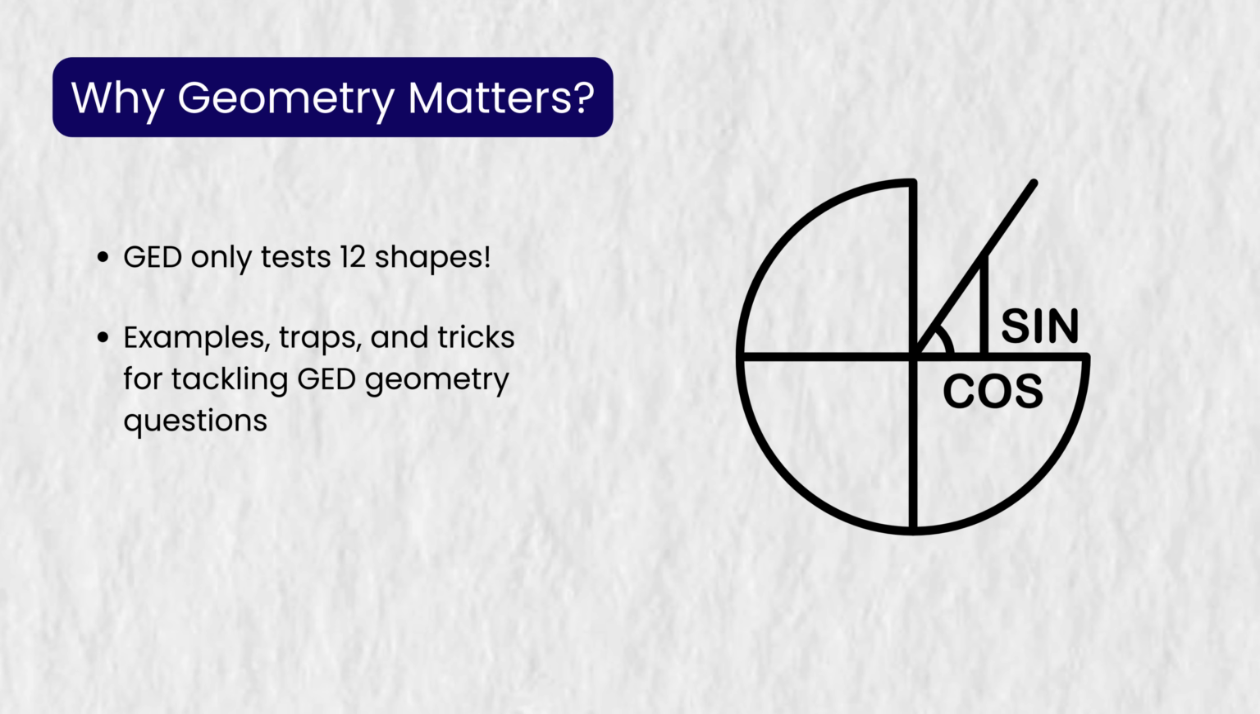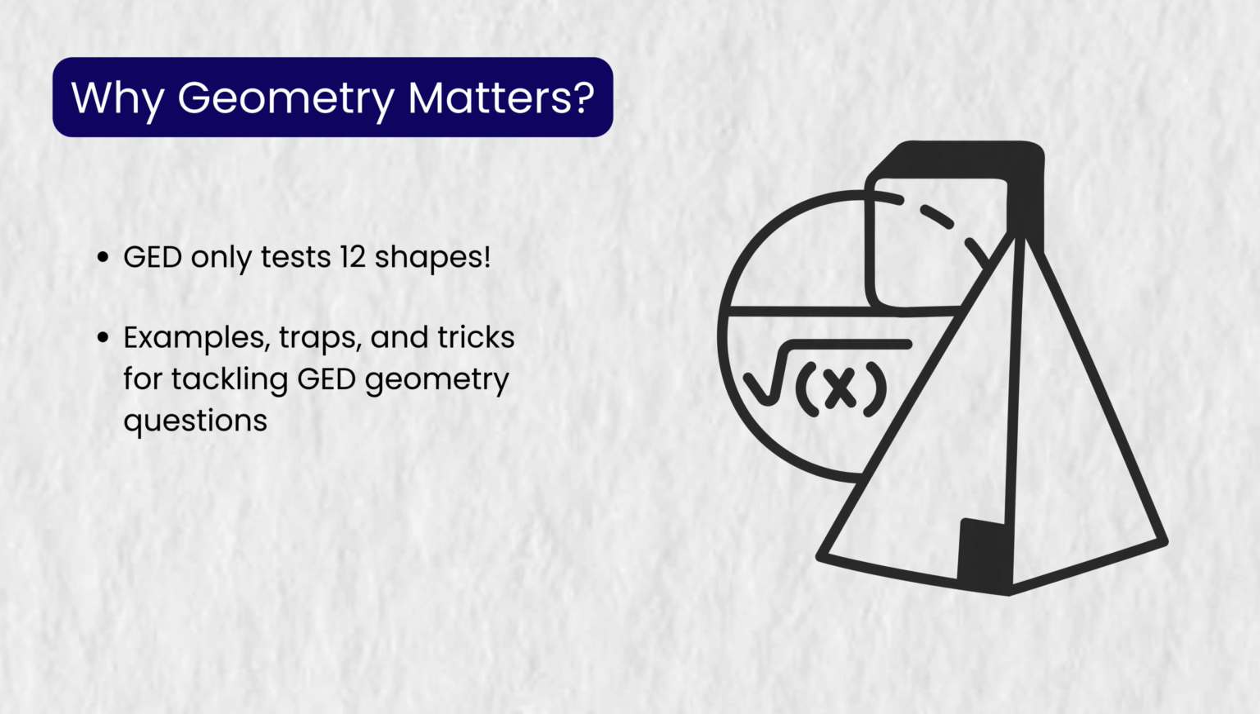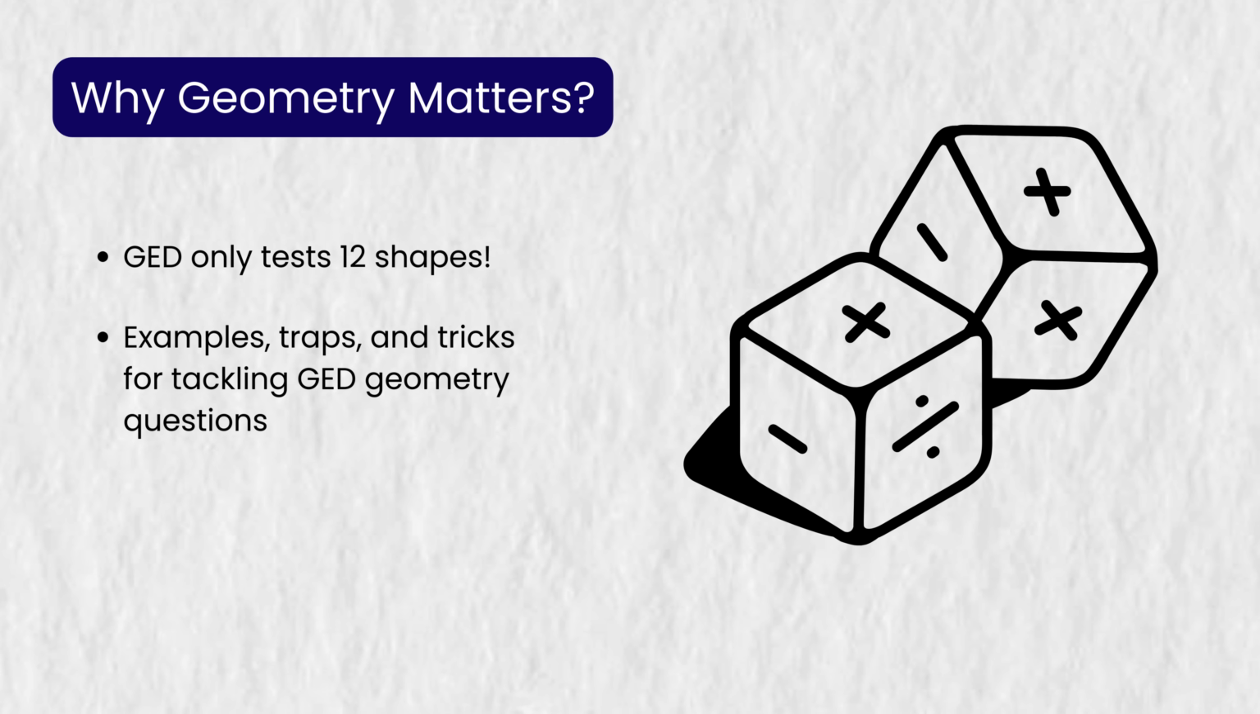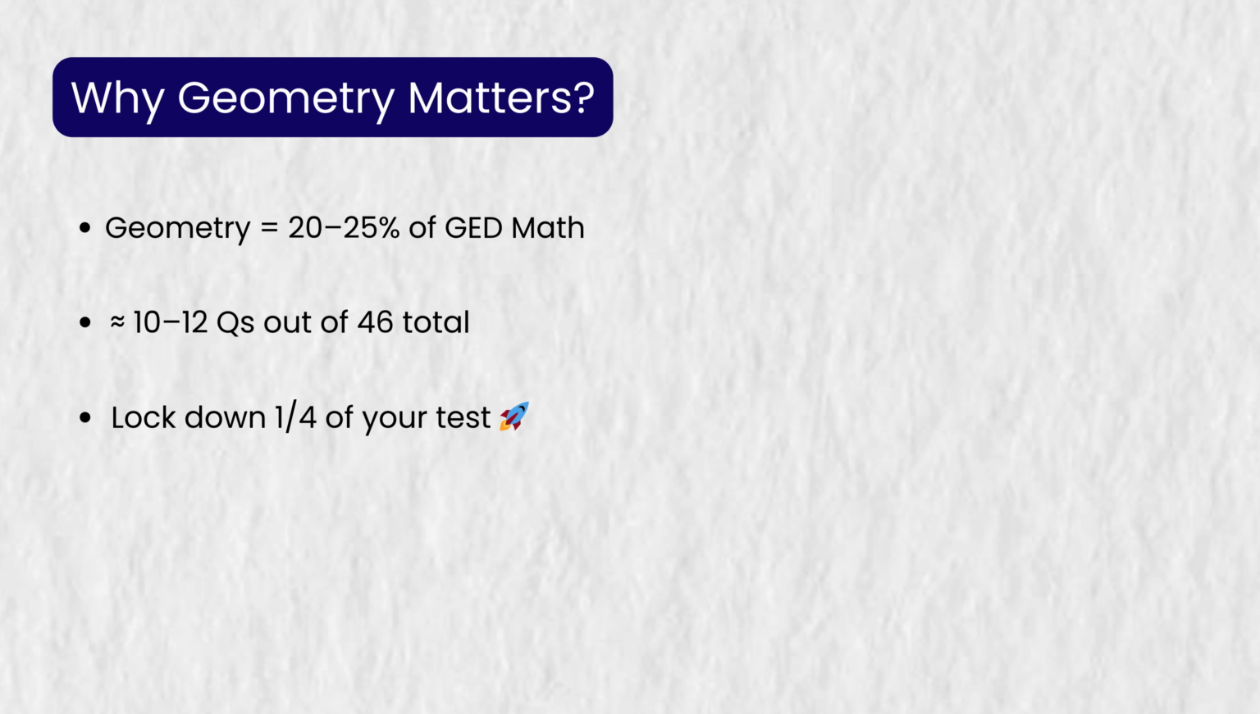Stick around, because in just a few minutes, you'll see why geometry is actually the most predictable part of the GED math test. On the GED, about 20 to 25% of all math questions are geometry. That means out of 46 total questions, around 10 to 12 are geometry related. And if you can nail those, you've already locked down almost a quarter of the exam.